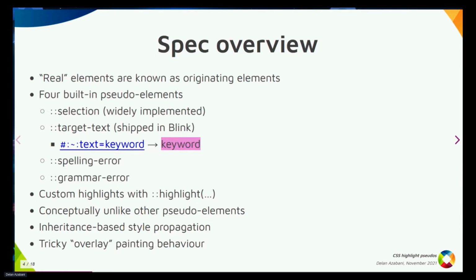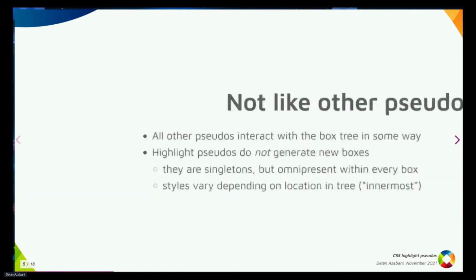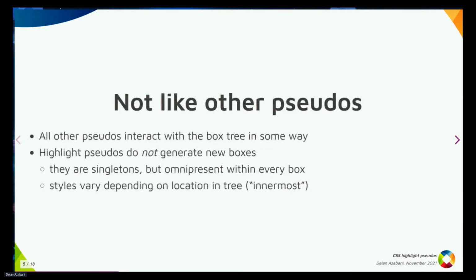The highlight pseudos are unique in pretty much every way: how they're defined conceptually, how their styles are computed, and how they are painted. On the one hand, most pseudos interact with the box tree in some way. You've got your tree-abiding pseudos like before and after. Those generate a box that's an immediate child of the originating element. Similarly, for your typographic pseudos like first line and first letter, those generate inline boxes, and sometimes they even split boxes. But unlike those, highlights don't interact with the box tree.